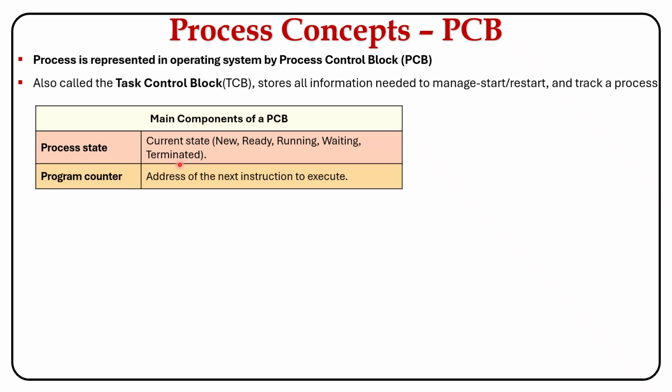The second component is the program counter. It stores the address of the next instruction to be executed. This helps the operating system continue the process from the current point.